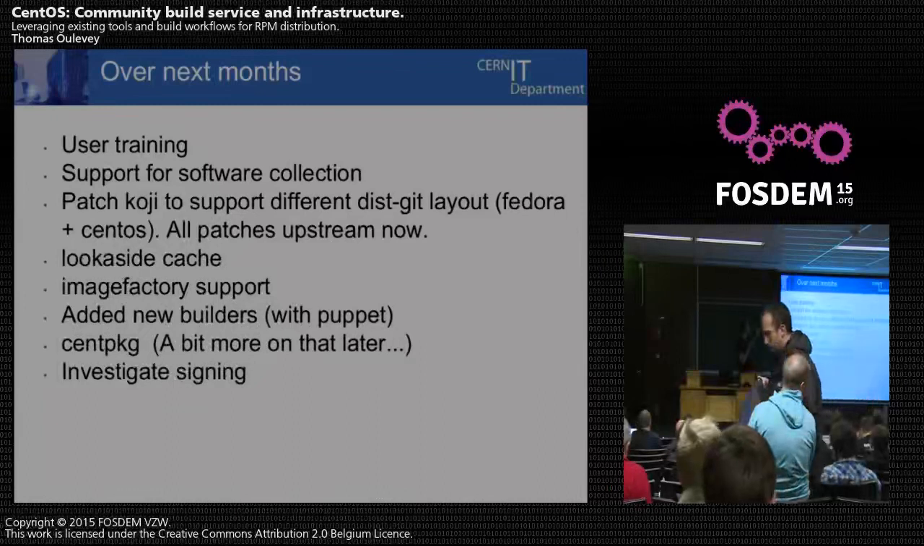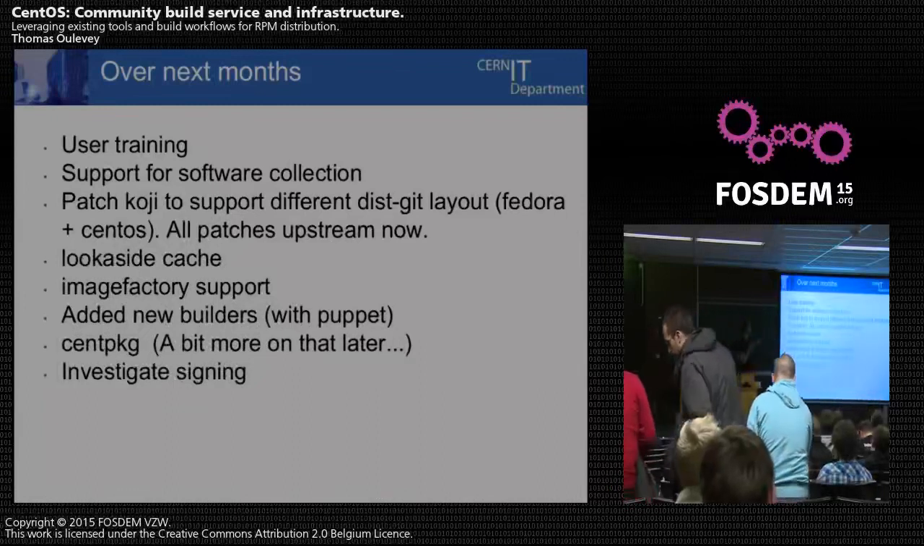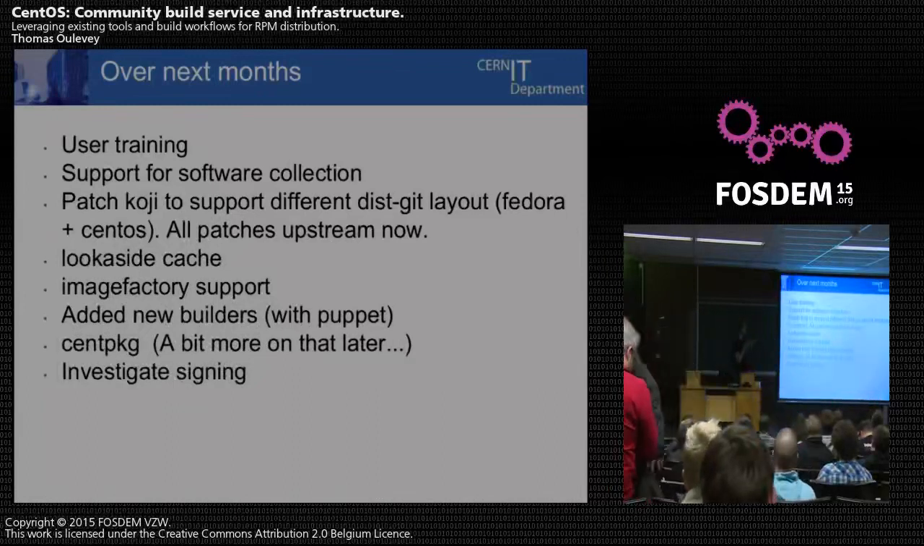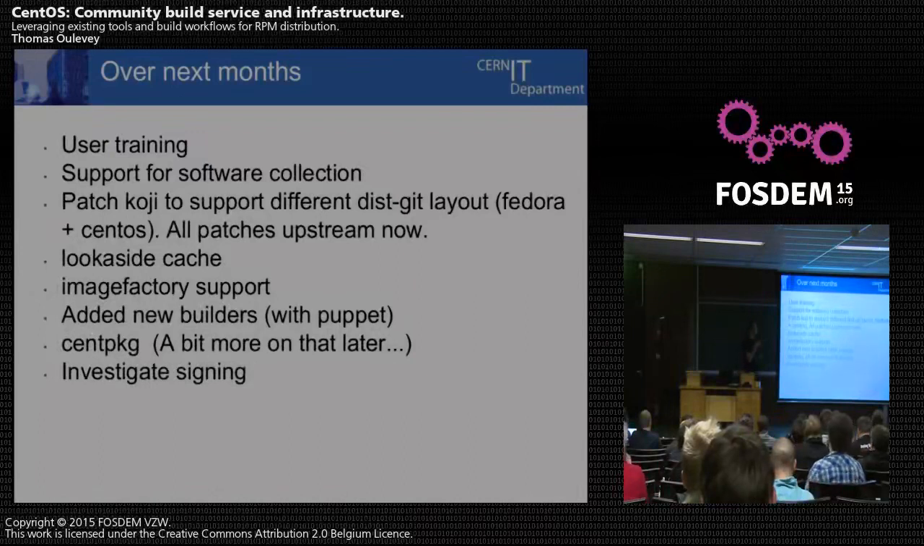We sent a few patches to Koji to support different layouts than Fedora. All patches are upstream now, thanks to Mike. The look-aside cache, a way to upload binaries so we don't have binaries in Git. Binaries are on the look-aside cache. So the code to put that in production is also available in CBS tool. You can have a look.